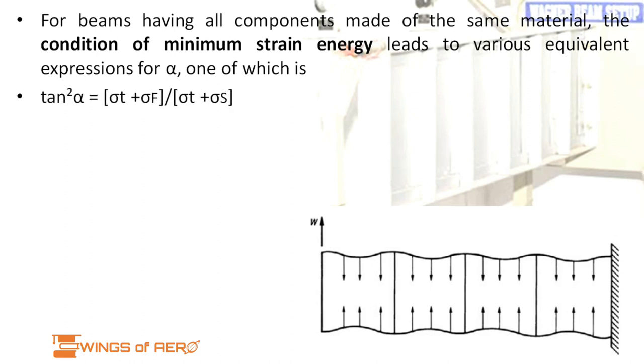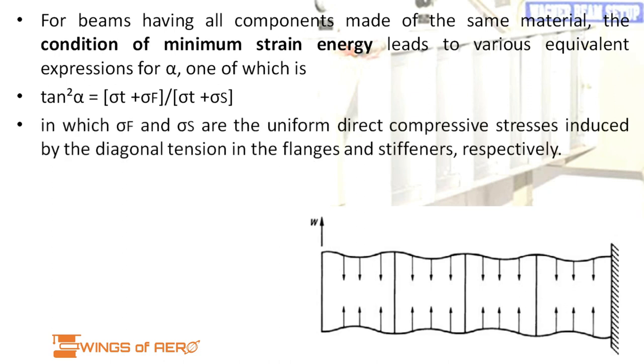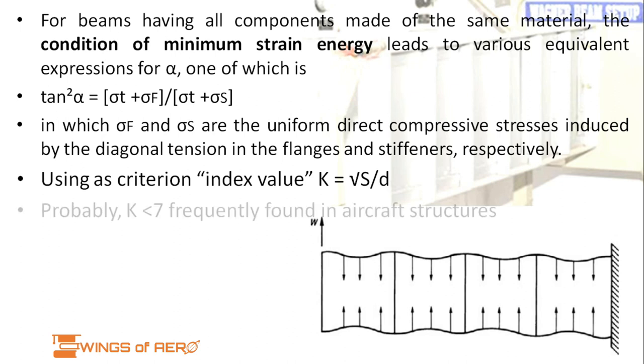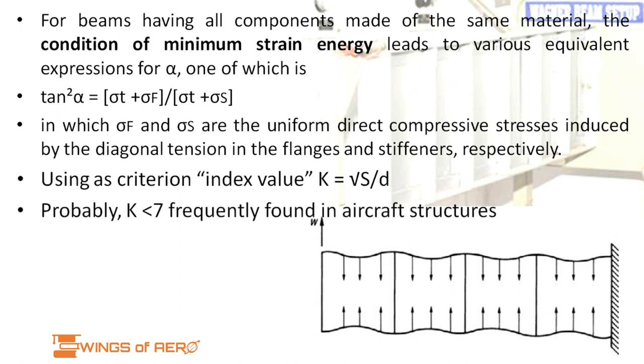Tan square alpha equals sigma t plus sigma f by sigma t plus sigma s, where sigma f and sigma s are the uniform direct compressive stresses induced by the diagonal tension in the flanges and stiffeners respectively. Using a criterion index value k, which is also described as root over of shear force by the depth of the web, in most aircraft structures the index value should be less than 7.